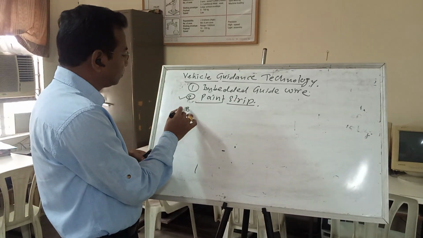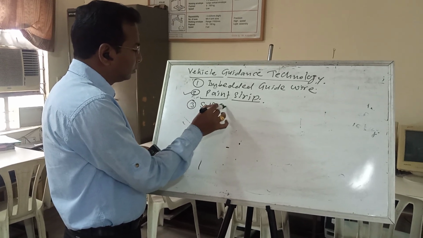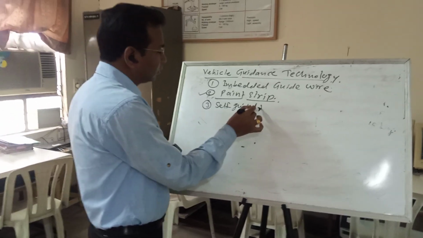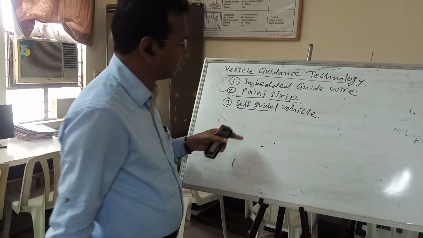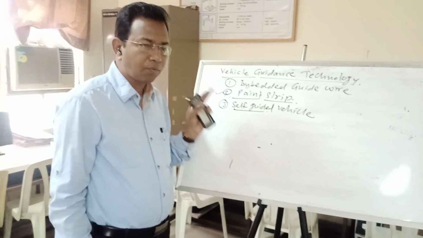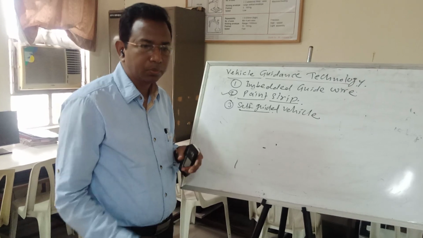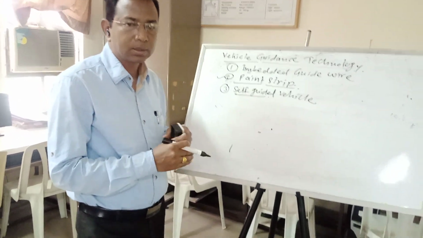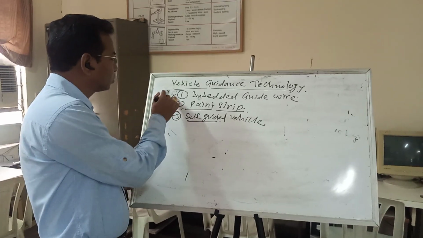The third part is called self-guided vehicles. This is the third technology. In this third technology, we don't use defined pathways. The AGV vehicles move here and there in the industries without using pathways. So these are the three technologies that are generally used.